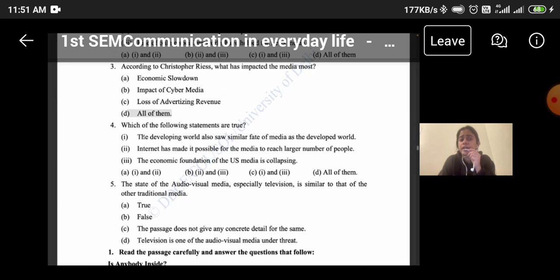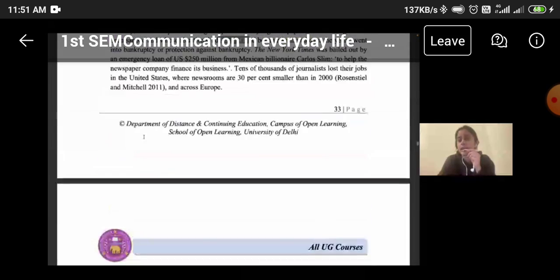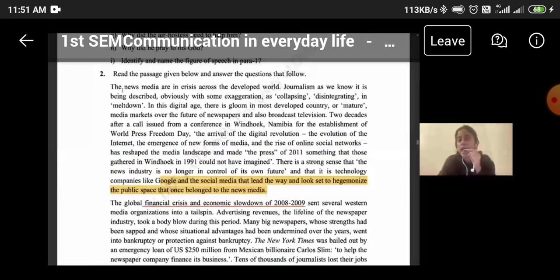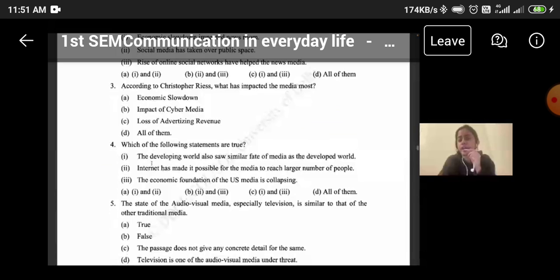Which of the following statements is true? The developing world also saw a similar fate of media as the developed world. Now this would be going beyond what the writer has given to us in this particular work. The writer has not implied that he is comparing the fate of the media in the developing world to that in the developed world. So this statement is false.